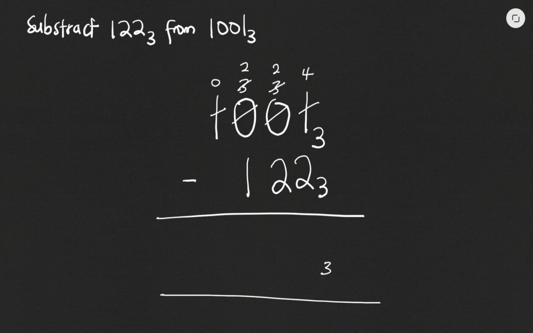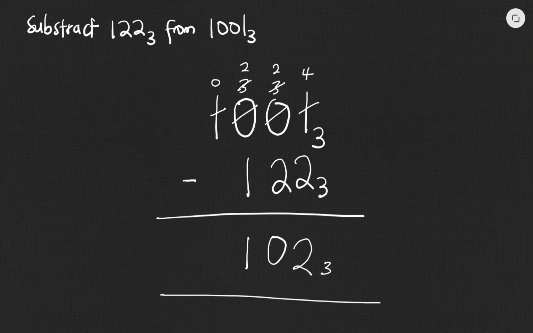Okay, so if you look at this, I have 4 minus 2, that will give me 2. I have here 2 minus 2, that will give me 0. I have here 2 minus 1, that will give me 1. I have here 0, so this is all I have. So my answer is 102 base 3.